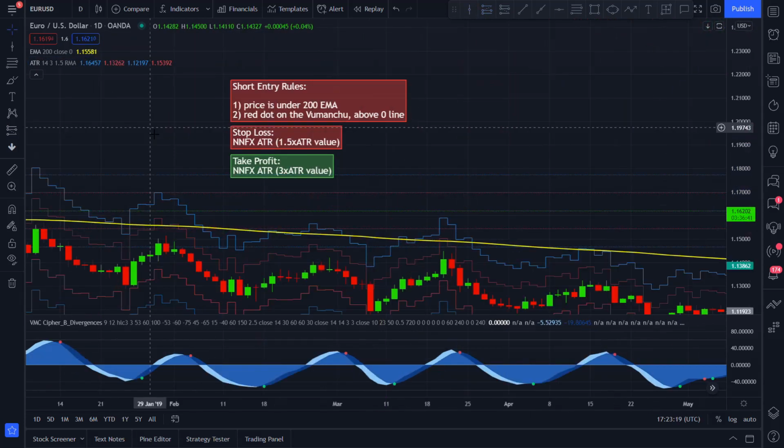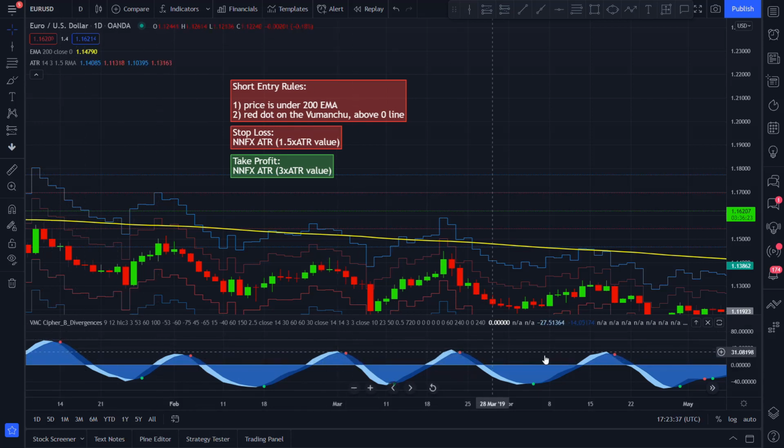For a short entry, you need to have the price under the 200 EMA, and you need to get a red dot on the Wecome above the 0 line. So, as you can see, the price is trading under the 200 EMA, and you can see the red dots above the 0 line. Here, here, here, here, and here. Now these are all positions we can take.